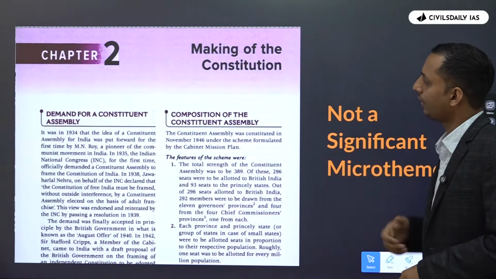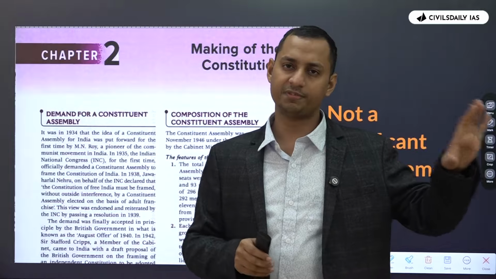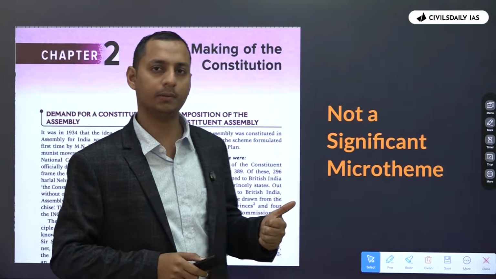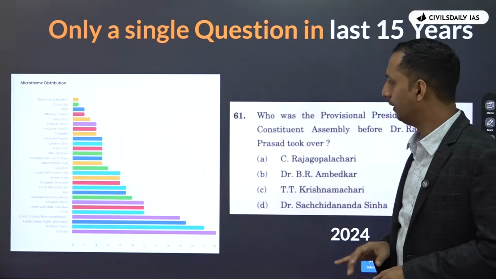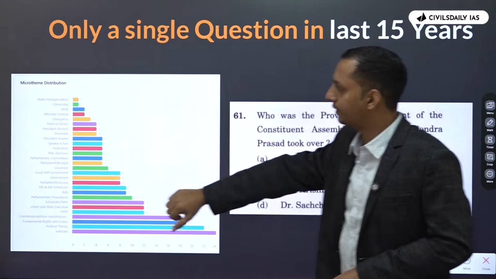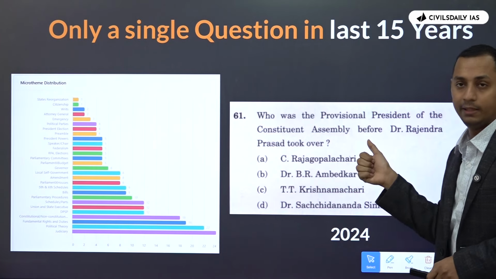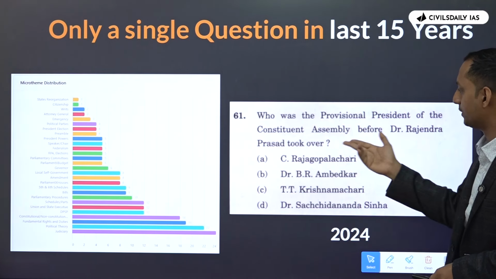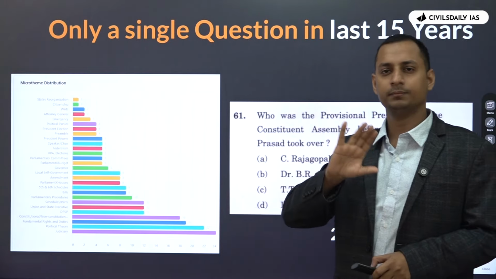Okay. Now, second page, coming on to the making of the Constitution. In the last 15 years, only a single question was there. It's not an important micro theme. We don't have to do questions with respect to making of the Constitution. Okay. So only a single question you can see here, right? State reorganization, only a single question, that too, which came in 2024. Who was the provisional president of the Constituent Assembly? Rajendra Prasad. This was the only question. So not an important thing.